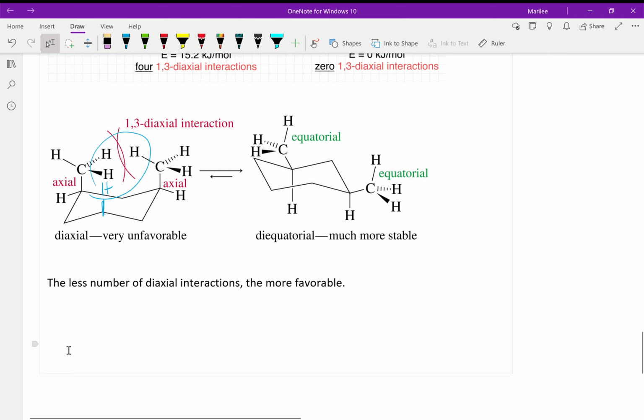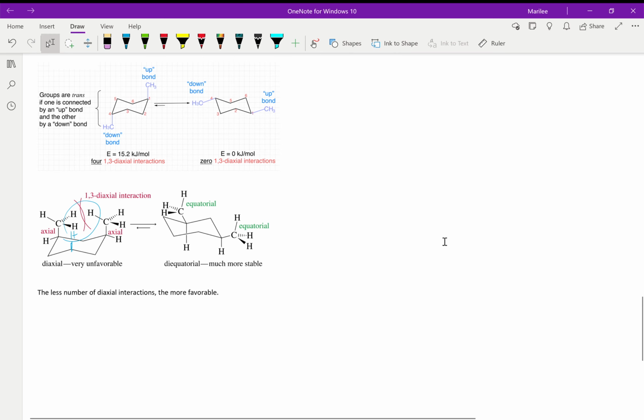Last note here, remember that the less number of diaxial interactions are more favored. So if you have, let's say, 3 and you have 1, remember that 1 is more favored. If you have 4 and 3, 3 is more favored. But if they are both the same, then they will be present in equal forms. If you have 2 and 2, then they're both favored. If you have 1 and 1, they're both favored. So this will help you with the packet.